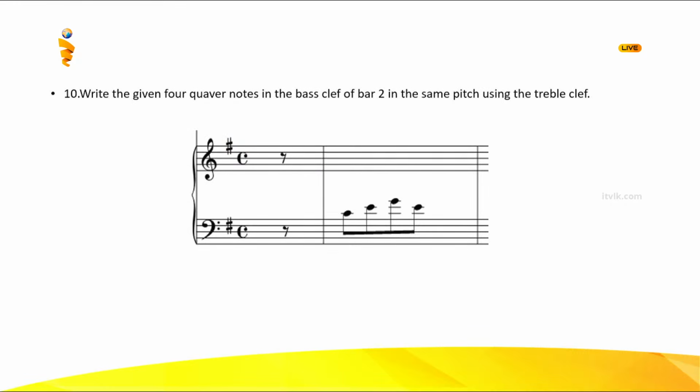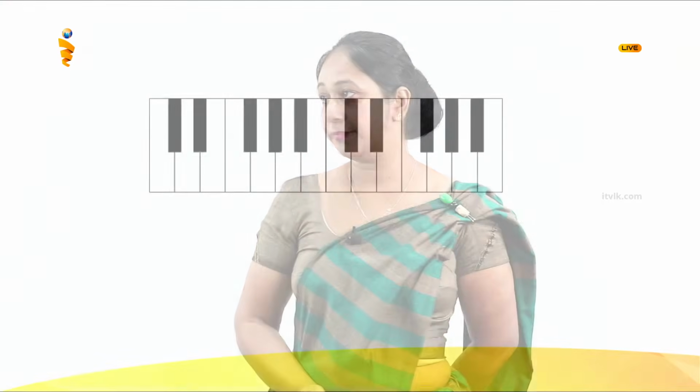And the next one, the 10th question. Write the given 4 quaver notes in the bass clef of bar 2 at the same pitch using the treble clef. Here, this is the second bar and the notes are middle C and all the other notes are on ledger lines. C, E, G and again E. Okay, let's see where these notes are on the keyboard.